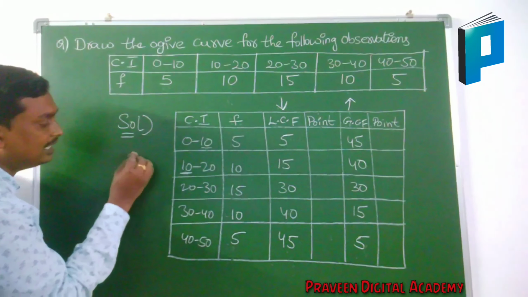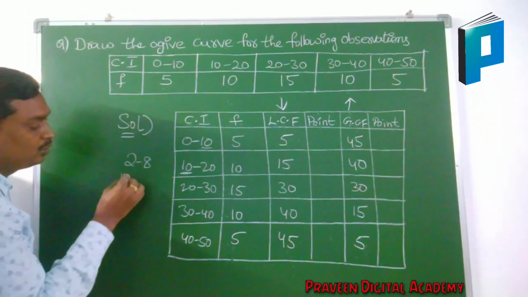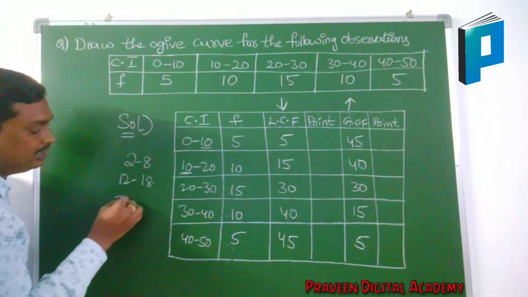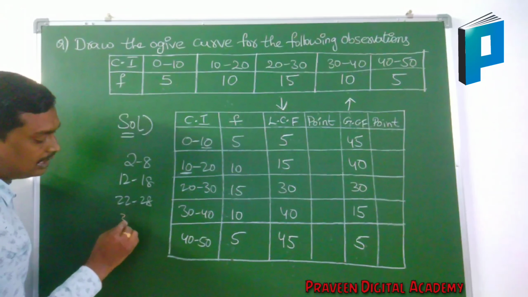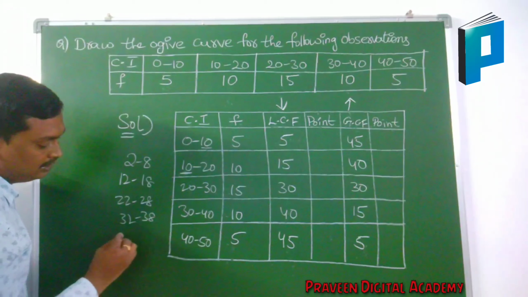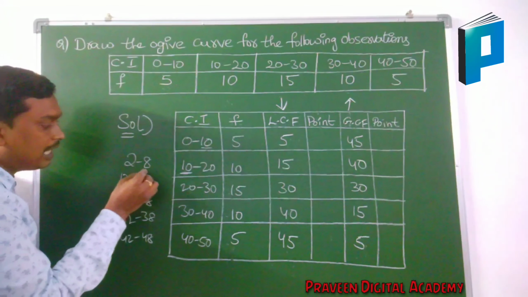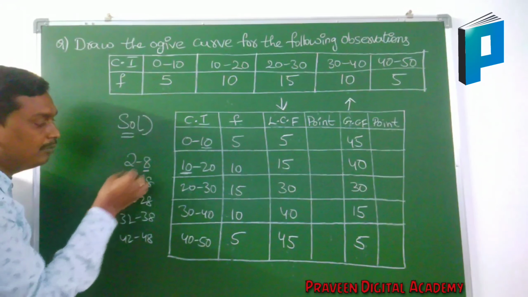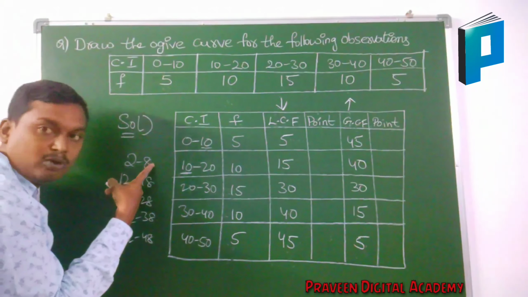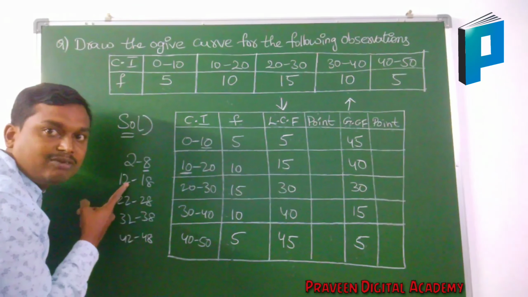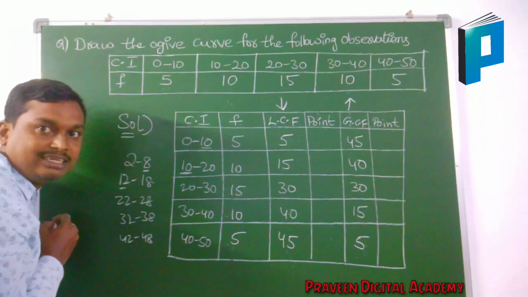How? Let us see here. If they are given like this: 2 to 8, 12 to 18, 22 to 28, 32 to 38, 42 to 48. What to do? Here the upper boundary and lower boundary are not equal. The upper boundary of the first class interval should be equal to the lower boundary of the next class interval.